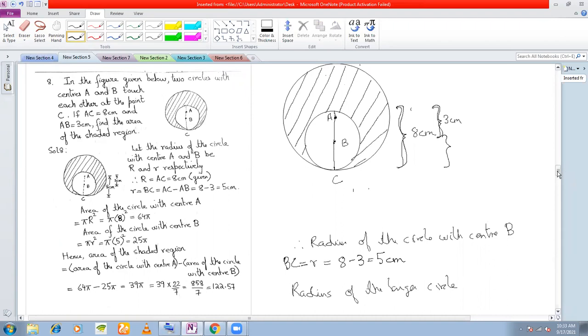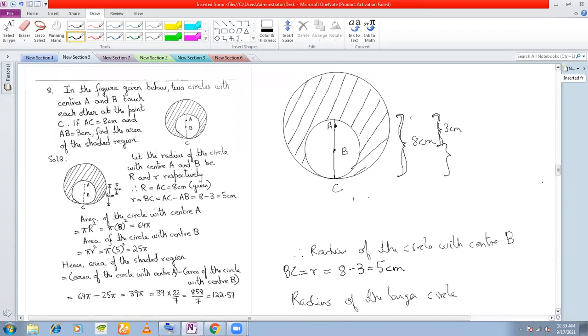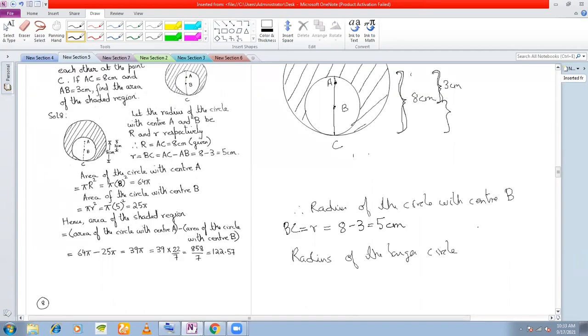What is the radius of the larger circle? Radius of the larger circle is equal to AC. Let us call it capital R, equal to 8 centimeters.